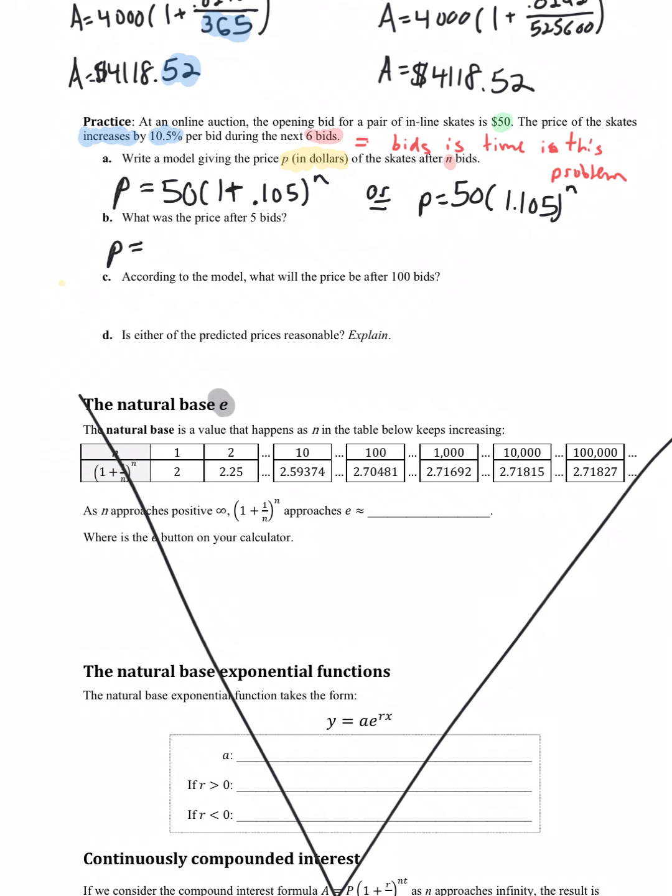All right, what's the price after 5 bids? We can go ahead and put that into our calculator. What's the price after 100 bids? We'll go ahead and put that into our calculator. And then part D, is either of these predicted prices reasonable? Would you say that's a reasonable price to pay for the inline skates? Yes or no? So go ahead and put those into your calculator now and come up with your answers for your prices. And we're going to take a look at this in just a second here.